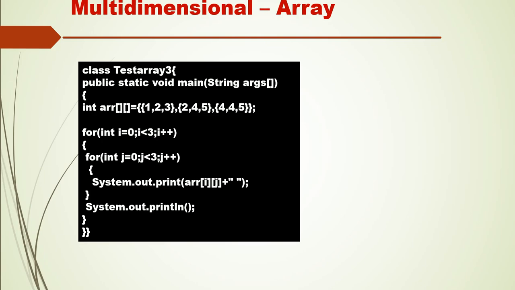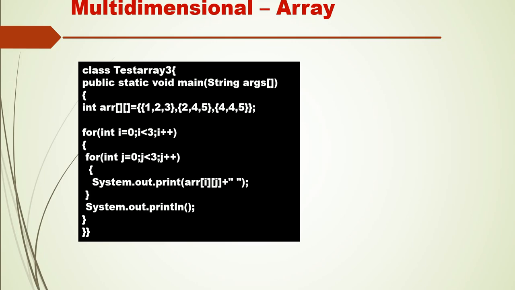In a first row, again the number of columns is 3. Each and every row has 3 columns. So for integer j equal to 0 and j less than 3; j plus plus. Inside that we have to write to print these values using System.out.print, array of i and j, then plus a blank space. Outside the loop we have to specify System.out.println for the next line.